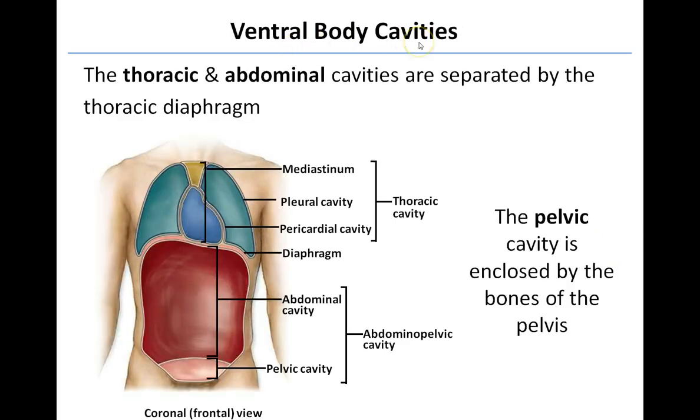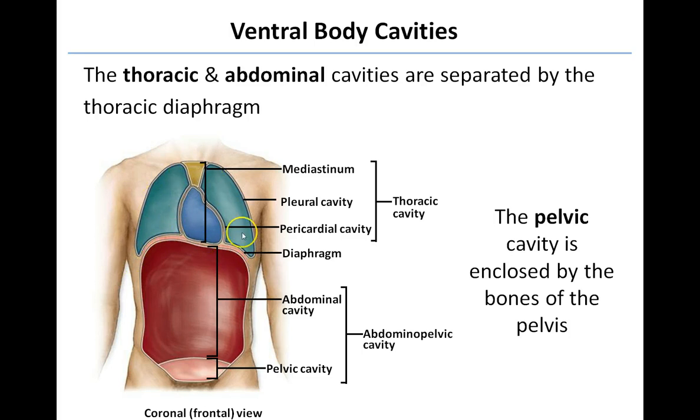The ventral body cavity is the much larger one, and we will tend to study that in more detail in this unit. Now, within the ventral body cavity, as you can see here, there are various subdivisions. The first major distinction we can make is separating them into the thoracic cavity and the abdominal pelvic cavity. The big partition between those two cavities is the muscular thoracic diaphragm, which helps facilitate breathing.